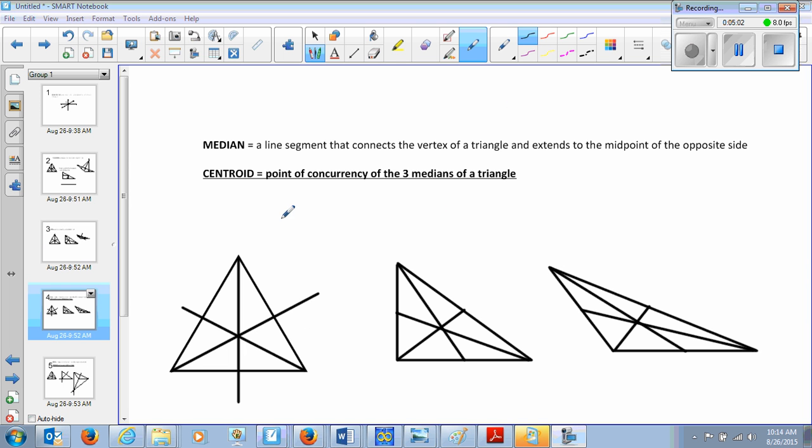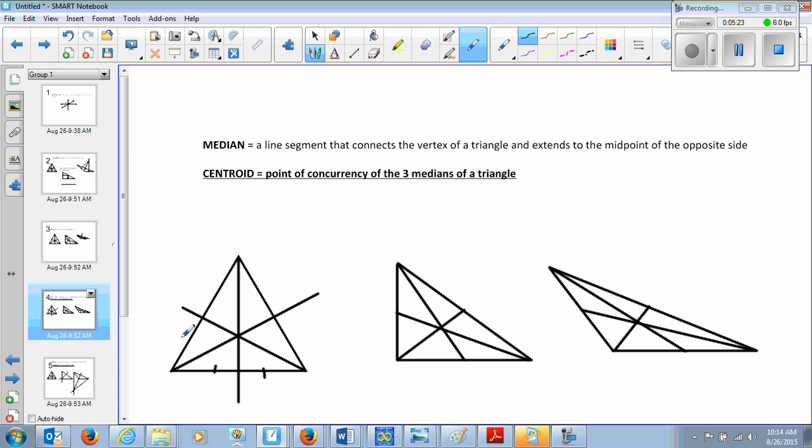The next one we get to is called the centroid, which is going to be the point of concurrency here. And these are made by medians. A median is a line segment that connects the vertex, which means where the angles are made, part of what makes a triangle, and extends through the midpoint of the other side. So that point there would be our midpoint. I can show that by marking that.